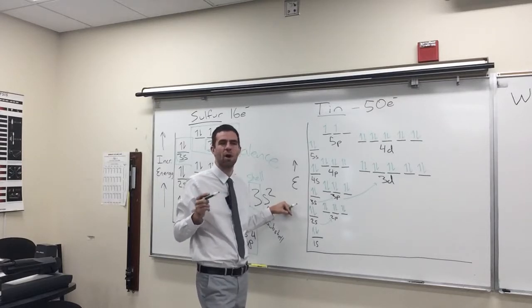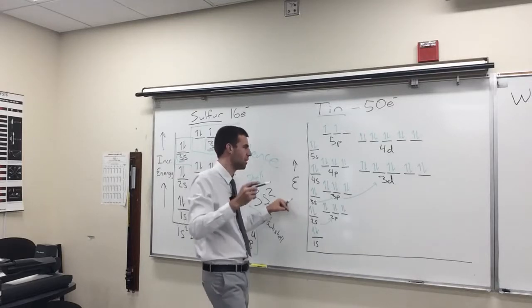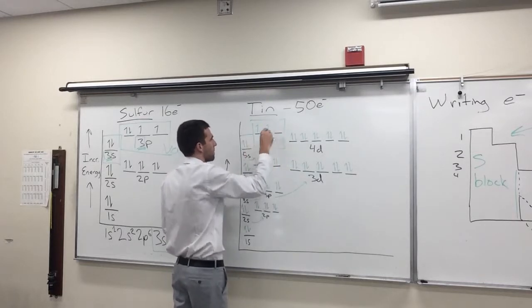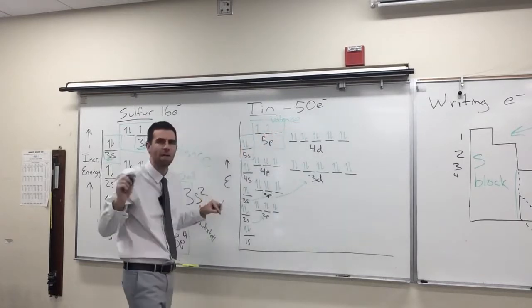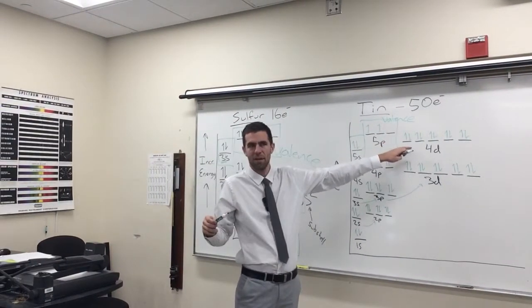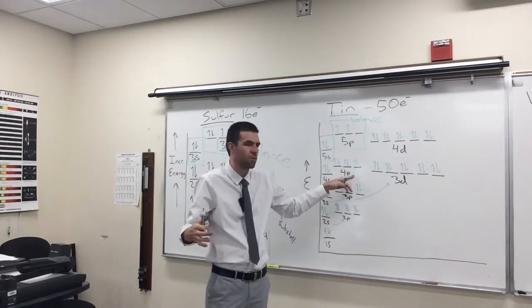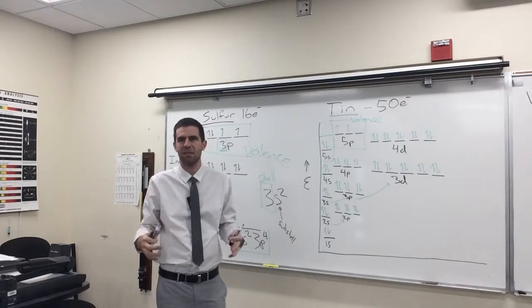Now here's my question. Where are the valence here? 5. What are the valence? Good. These are the valence. 4d is not valence because even though it's high energy in here, it's still physically inside. It's with the other 4s. It's inside there. So that doesn't matter.